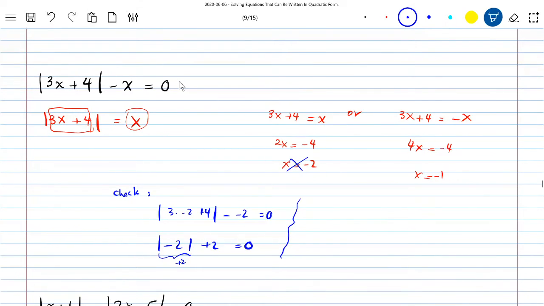What if I check the other number? 3 times negative 1 inside the absolute value, plus 4, minus negative 1. Is it equal to 0? Let's try it. 3 times negative 1 is negative 3, plus 4, it becomes 1. So you'll have positive 1, absolute value of that. Sorry, I have such bad handwriting for some reason. Plus 1 becomes positive 1. Again, you will have 1 plus 1, which is not 0. So this is not acceptable either. In this case, I got no solution.